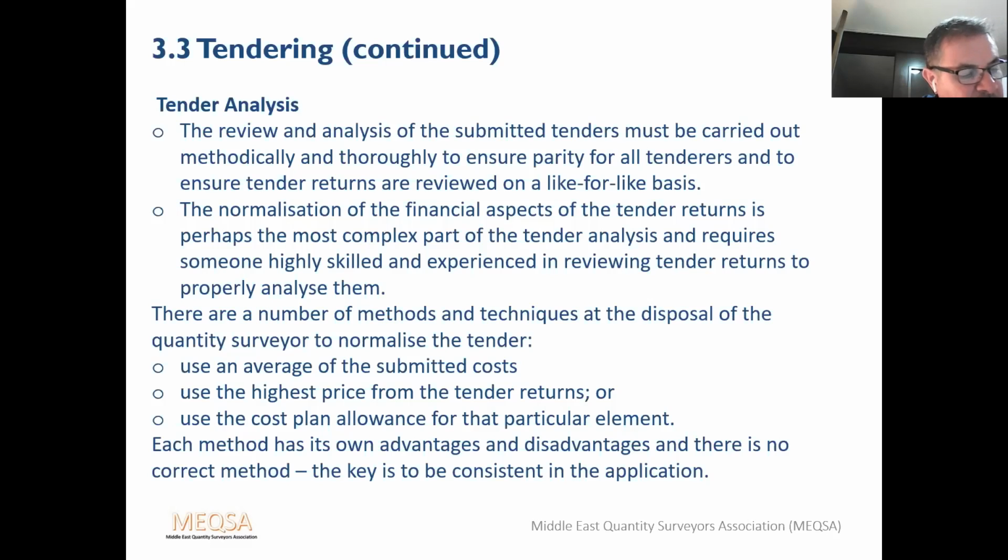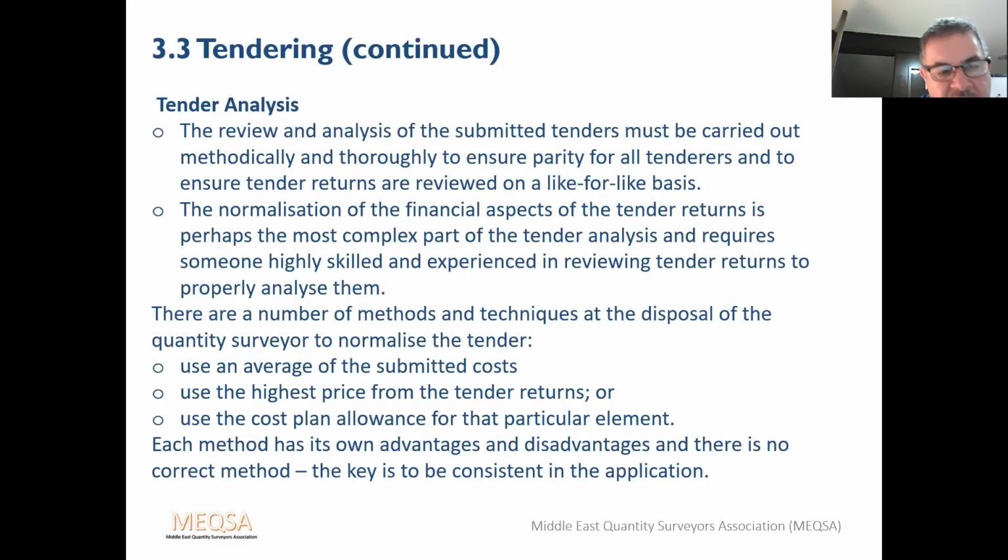The normalisation of the financial aspects of the tender returns is perhaps the most complex part of the tender analysis. It requires someone highly skilled and experienced in reviewing tender returns to properly analyse them. There are a number of methods and techniques at the disposal of the quantity surveyor to normalise a tender: use an average of submitted costs, use the highest price from tender returns, or use a cost plan allowance for that particular element. Each method has its own advantages and disadvantages. There's no correct method, but the key is to be consistent.